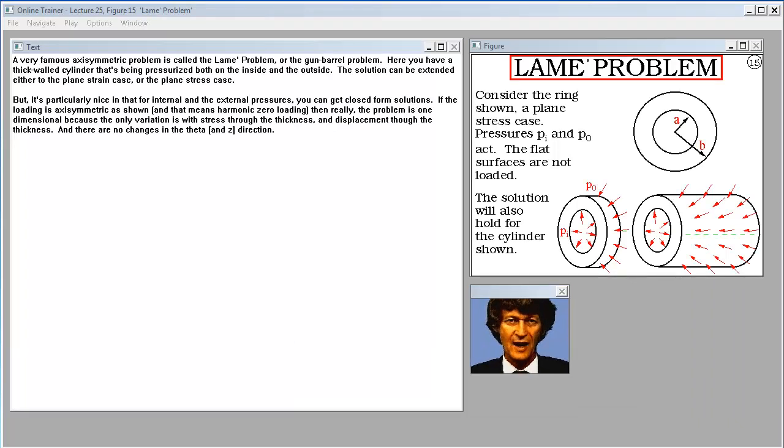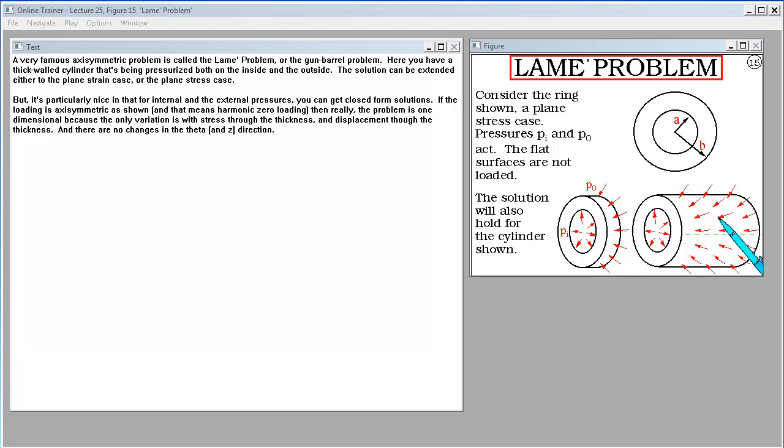A very famous axisymmetric problem is called the Lamé problem, or the gun barrel problem. Here you have a thick-walled cylinder that's being pressurized both on the inside and the outside. The solution can be extended either to the plane strain case or the plane stress case. But it's particularly nice in that for internal and external pressures, you can get closed-form solutions.